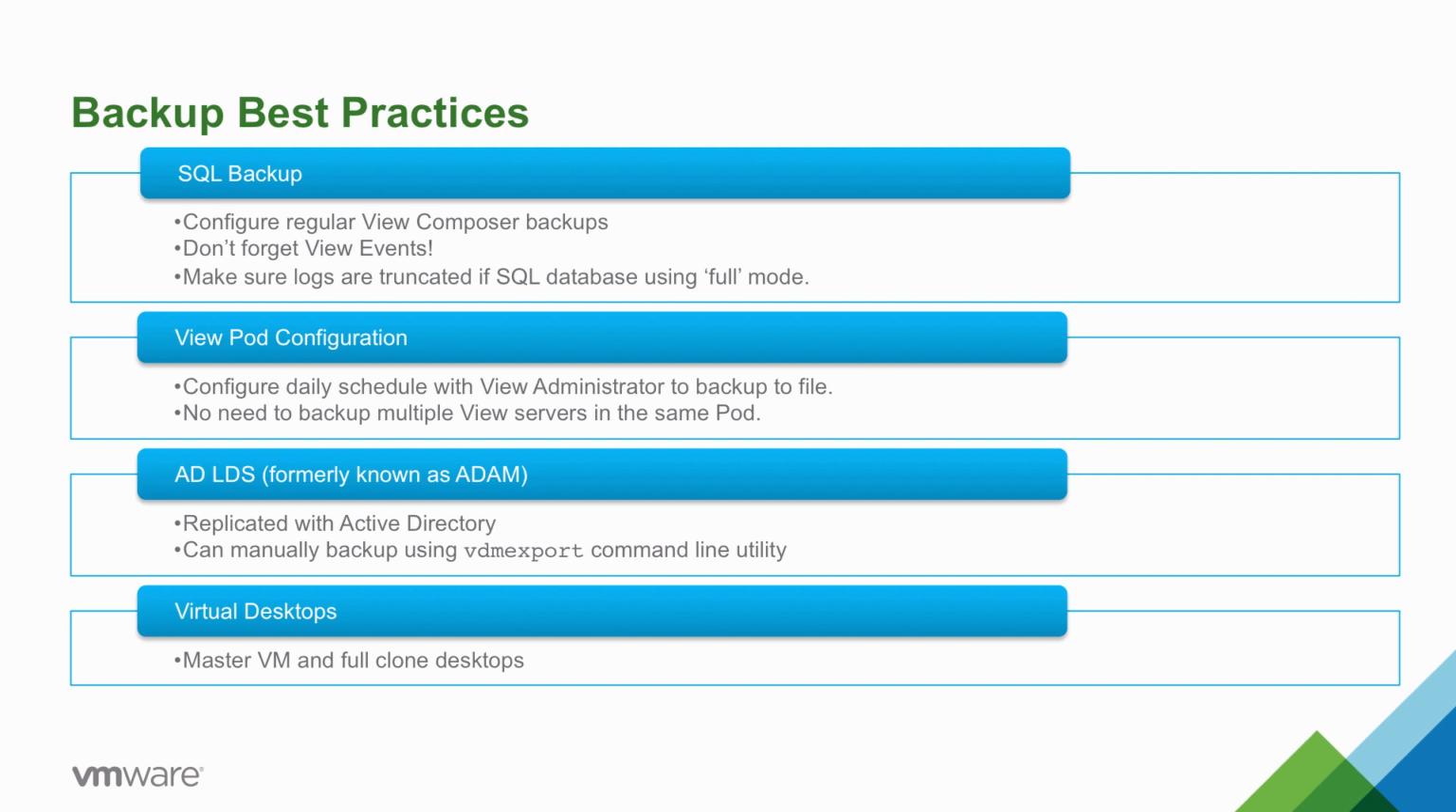In terms of the pod, you're going to want to configure a daily schedule with View Administrator to back up the pod to file. You only have to do this on one of the connection servers in the same pod. So if you've got 3 or 4 pods, you'll need to do this 3 or 4 times, but you won't have to do it on every single connection server. Also, AD LDS needs to be backed up. It gets replicated with Active Directory, and you can manually back it up using the vdmexport command line utility.